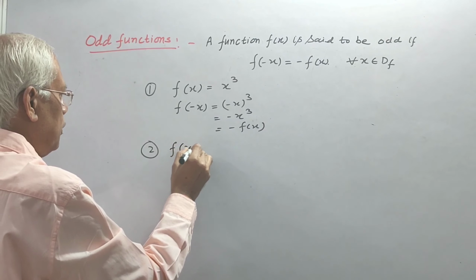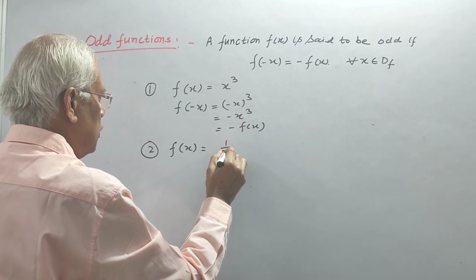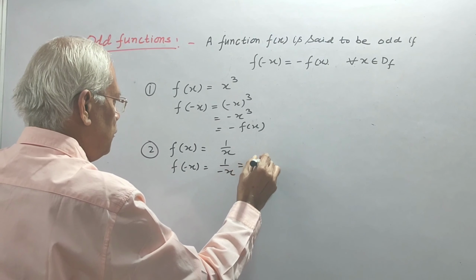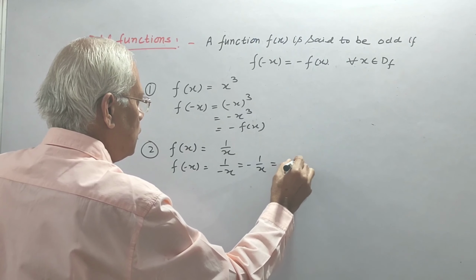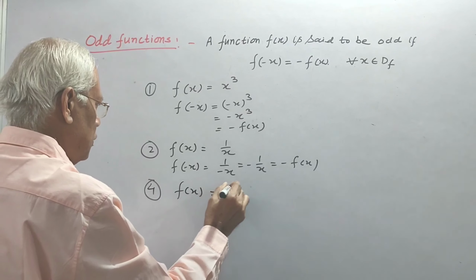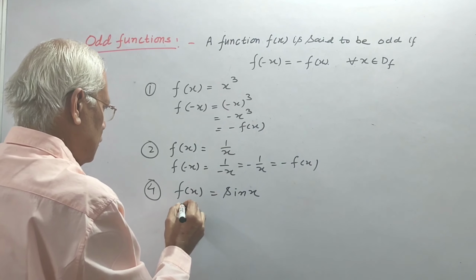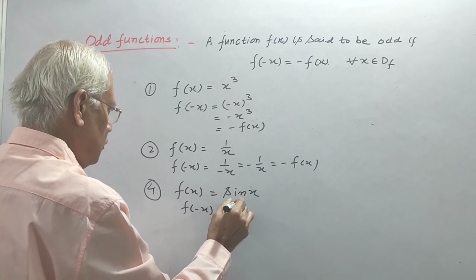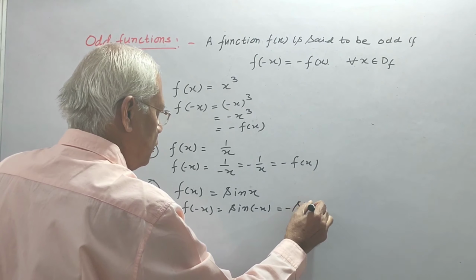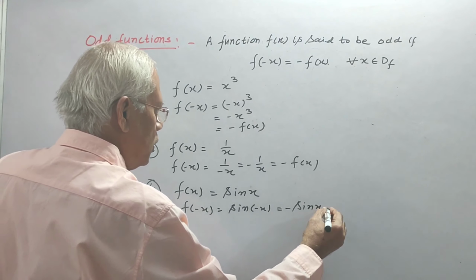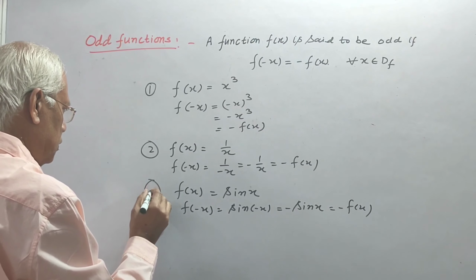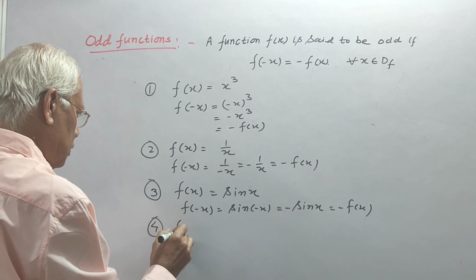Another example, f(x) is equal to 1 upon x. Replacing x by minus x, we will get minus f(x). Another example, let us take f(x) is equal to sin x. So f(-x) is equal to sin(-x) or minus sin x, because sin(-x) is equal to minus sin x. So minus f(x). This is the third example.